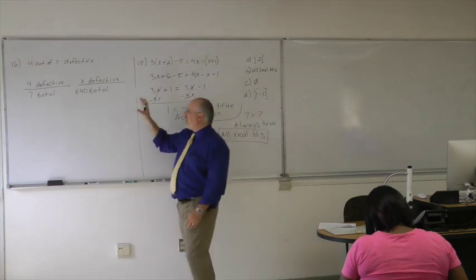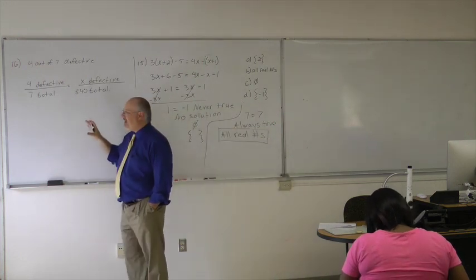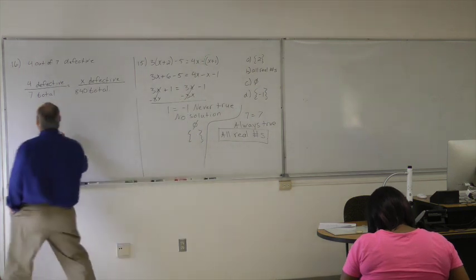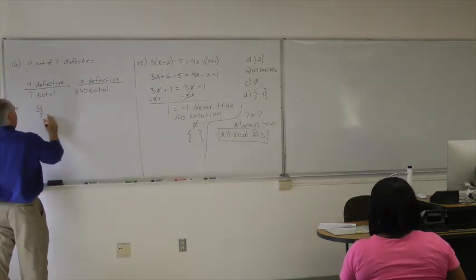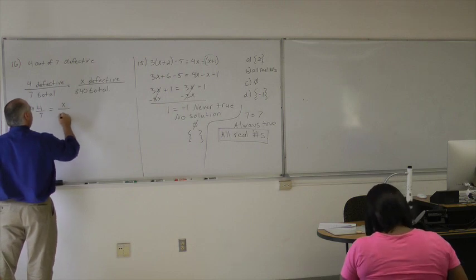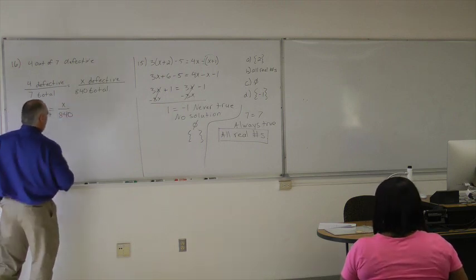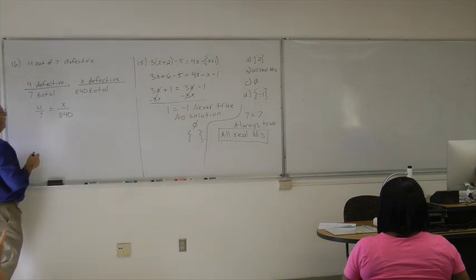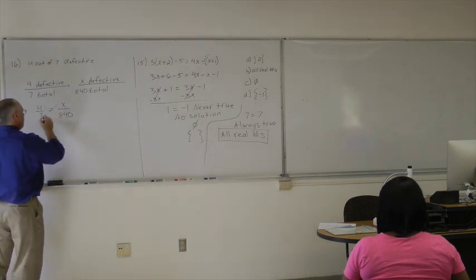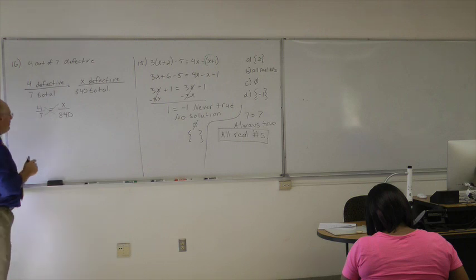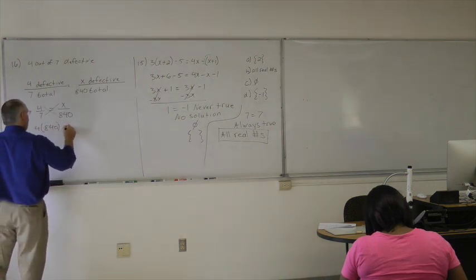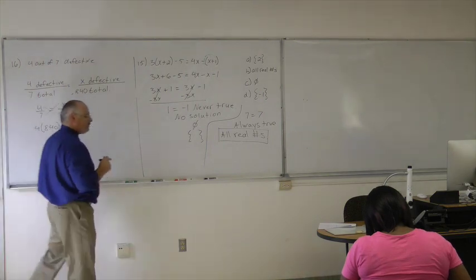So once you've got that down, then drop the words and just do the math. So this becomes 4/7 equals x out of 840. From there you would multiply 4 by 840. Well, right, we're going to cross multiply is the easiest way to do this. Yeah. And we get 4 times 840 equals 7x.